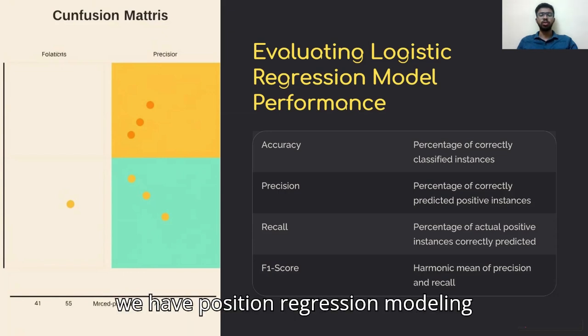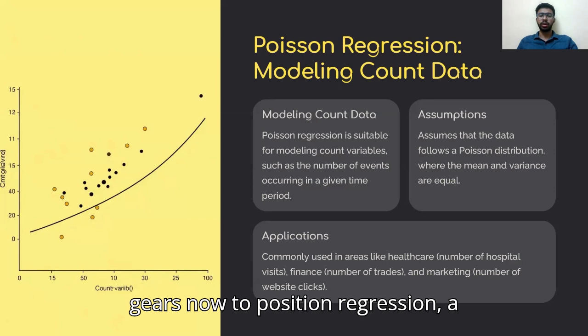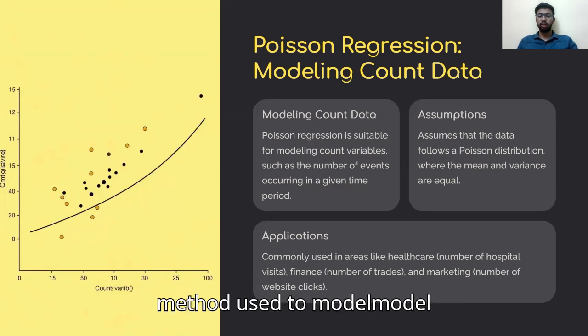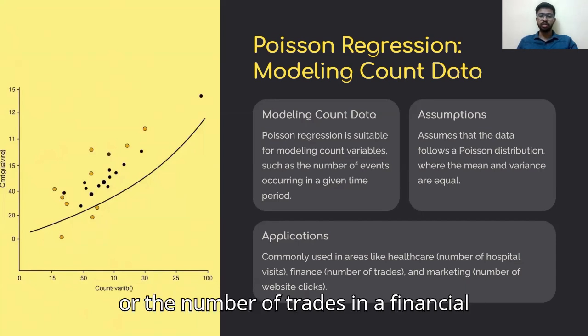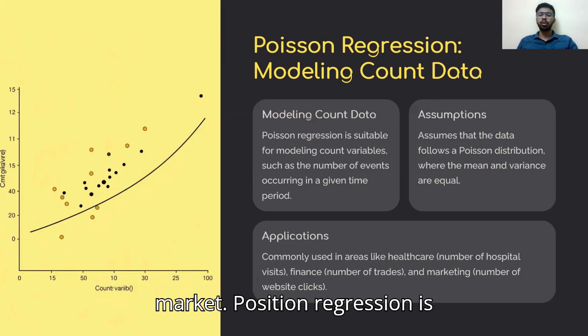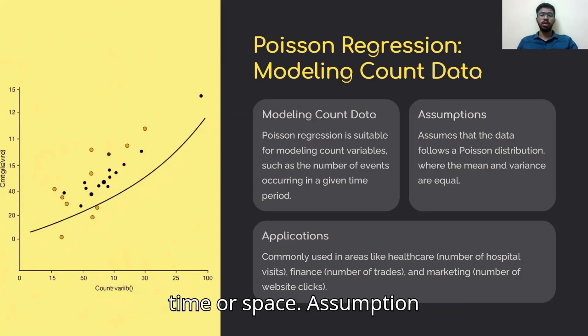Next, we have Poisson regression, modeling count data. Switching gears now to Poisson regression, a method used to model count data like the number of website visits or the number of trades in a financial market. Poisson regression is ideal for data that involves counts of events occurring in a fixed time or space.